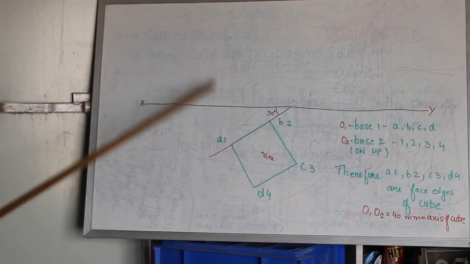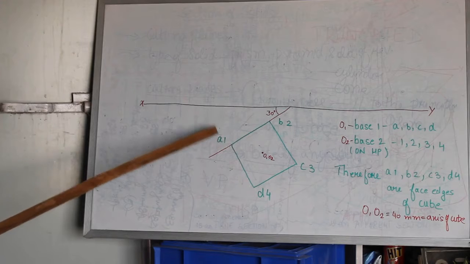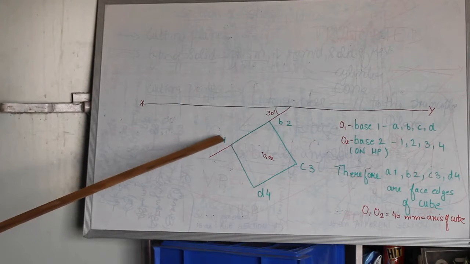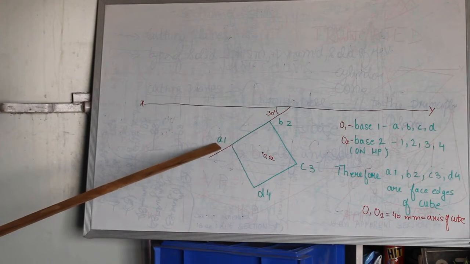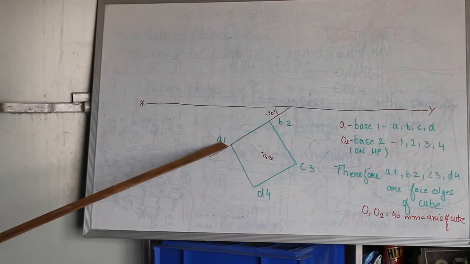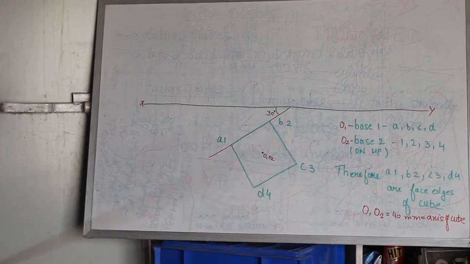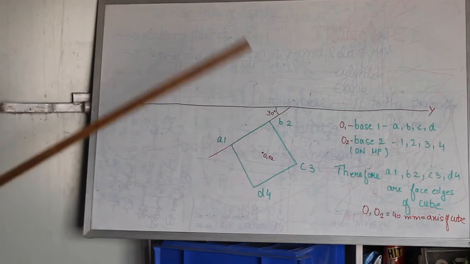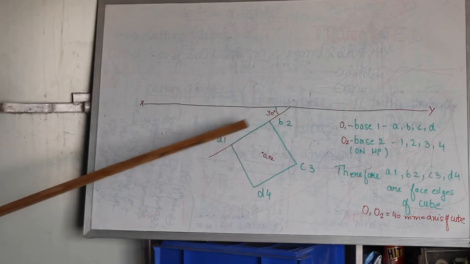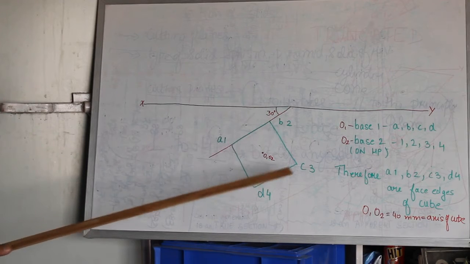These notations will be from the top view, so there is no dash or complement sign with the notations. So it is called A1, B2, C3 and D4 together as A1, together as B2, together as C3 and together as D4. Now, you know that base 1 has 4 corners A, B, C, D, and base 2 has 4 corners 1, 2, 3, 4.